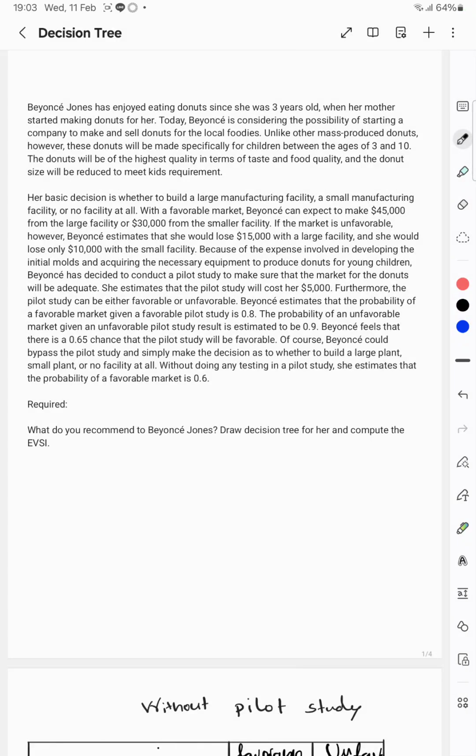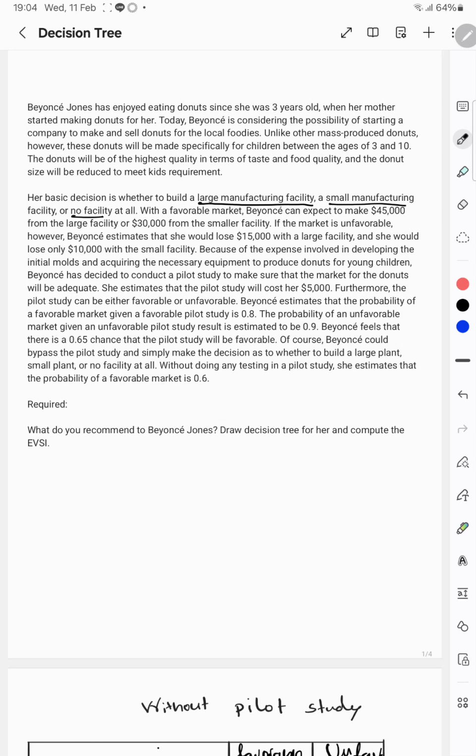Let's start solving a decision tree problem. In this problem, her name is Beyonce Jones. She is planning to open a donuts factory. She has options to open a large facility, a small facility, or no facility.